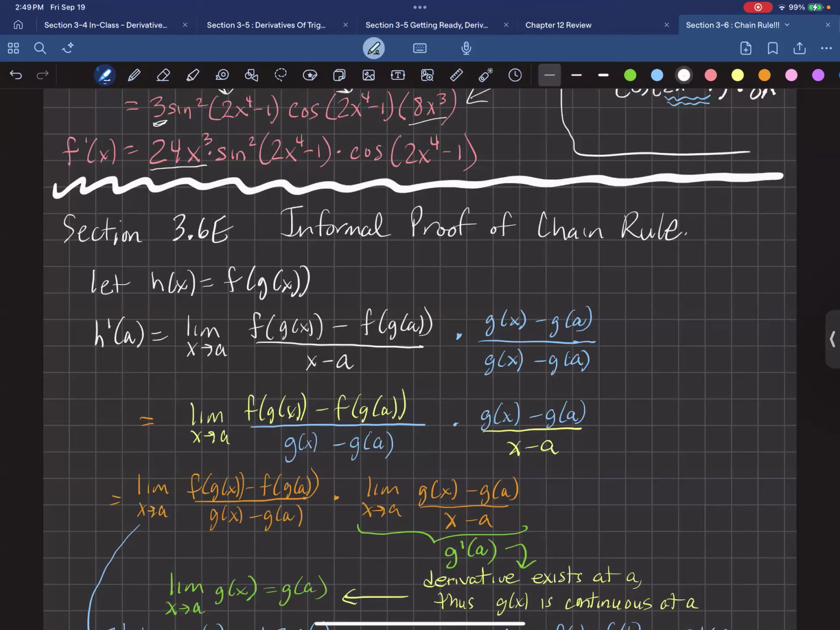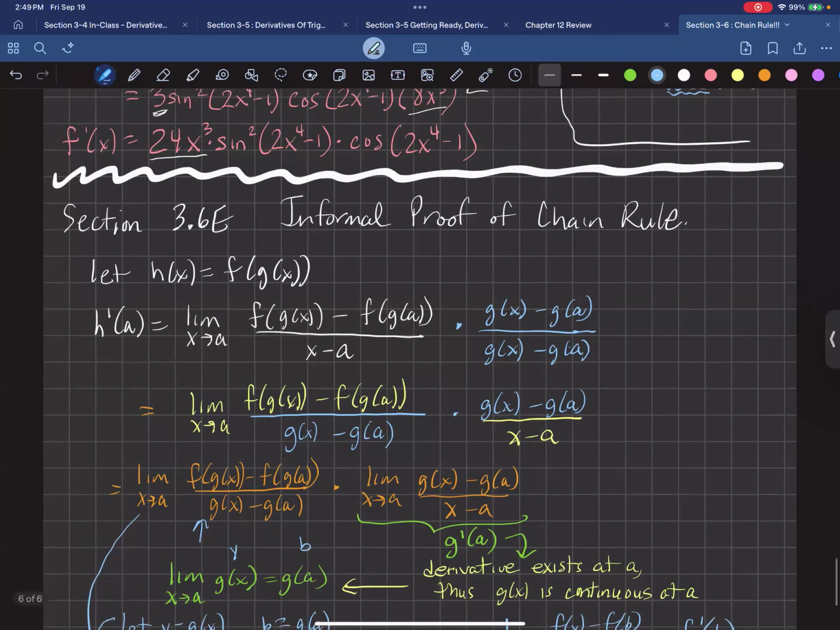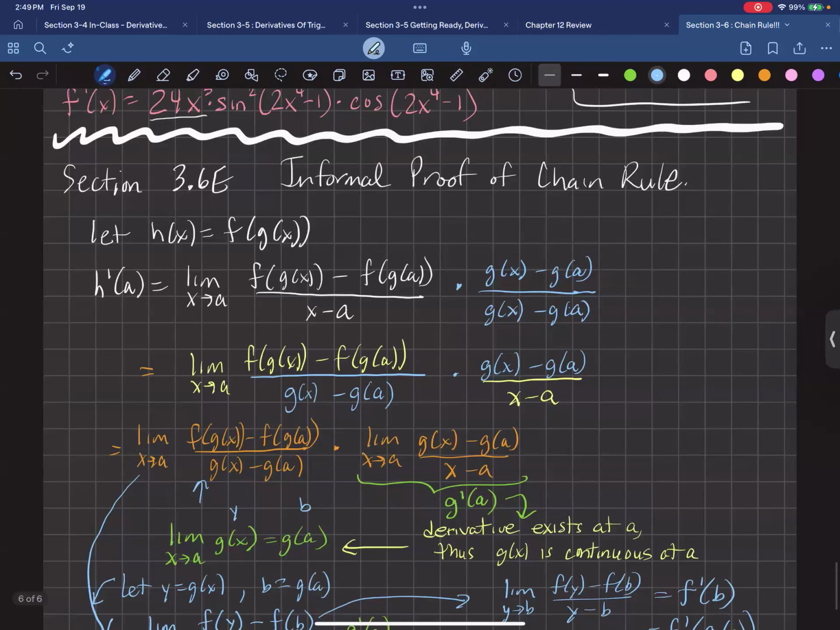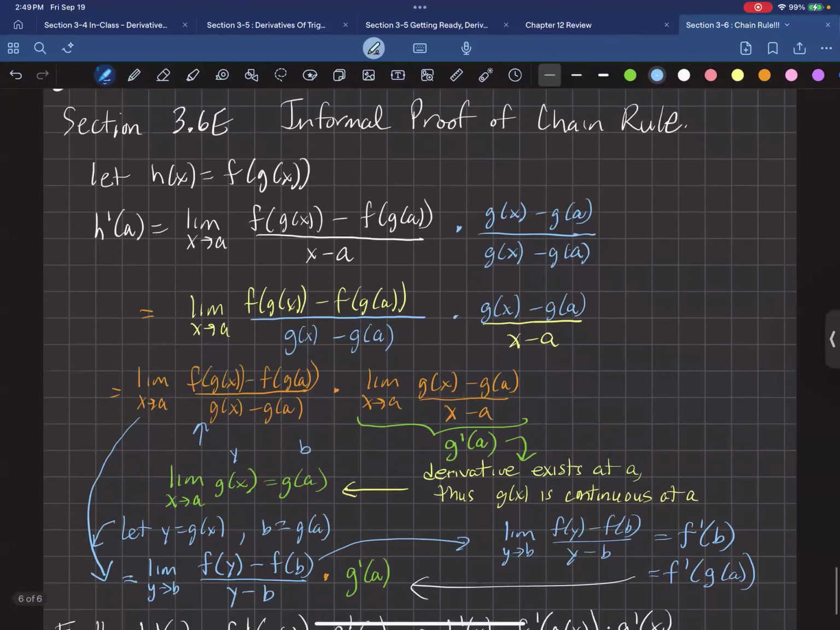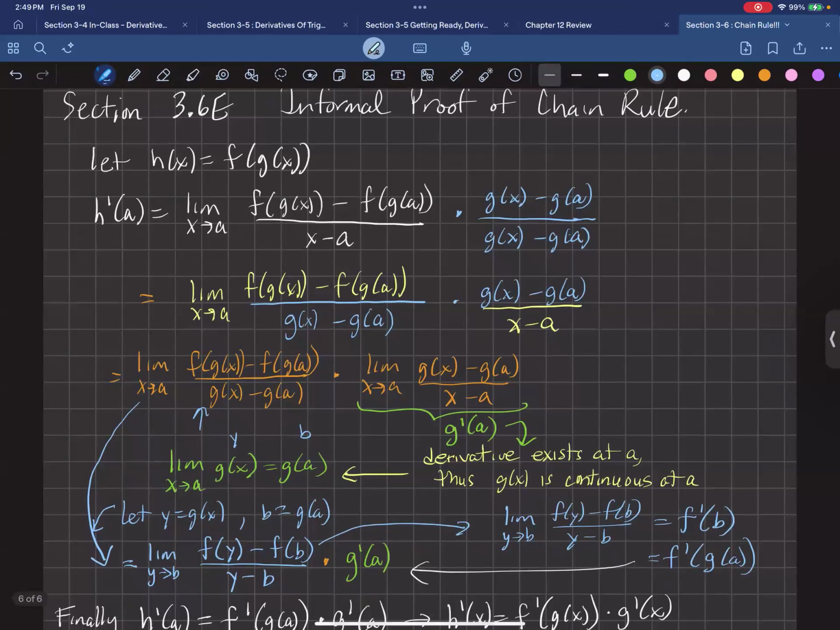And so we're going to take that bit of information and use it right here. We're just going to say g of x is y and this is b. So y equals g of x, b equals g of a. And it changes that limit as x goes to a of f of g of x minus f of g of a into the limit as y approaches b of f of y minus f of b all over y minus b. And we're still multiplying it by the g prime of a, which we calculated earlier.